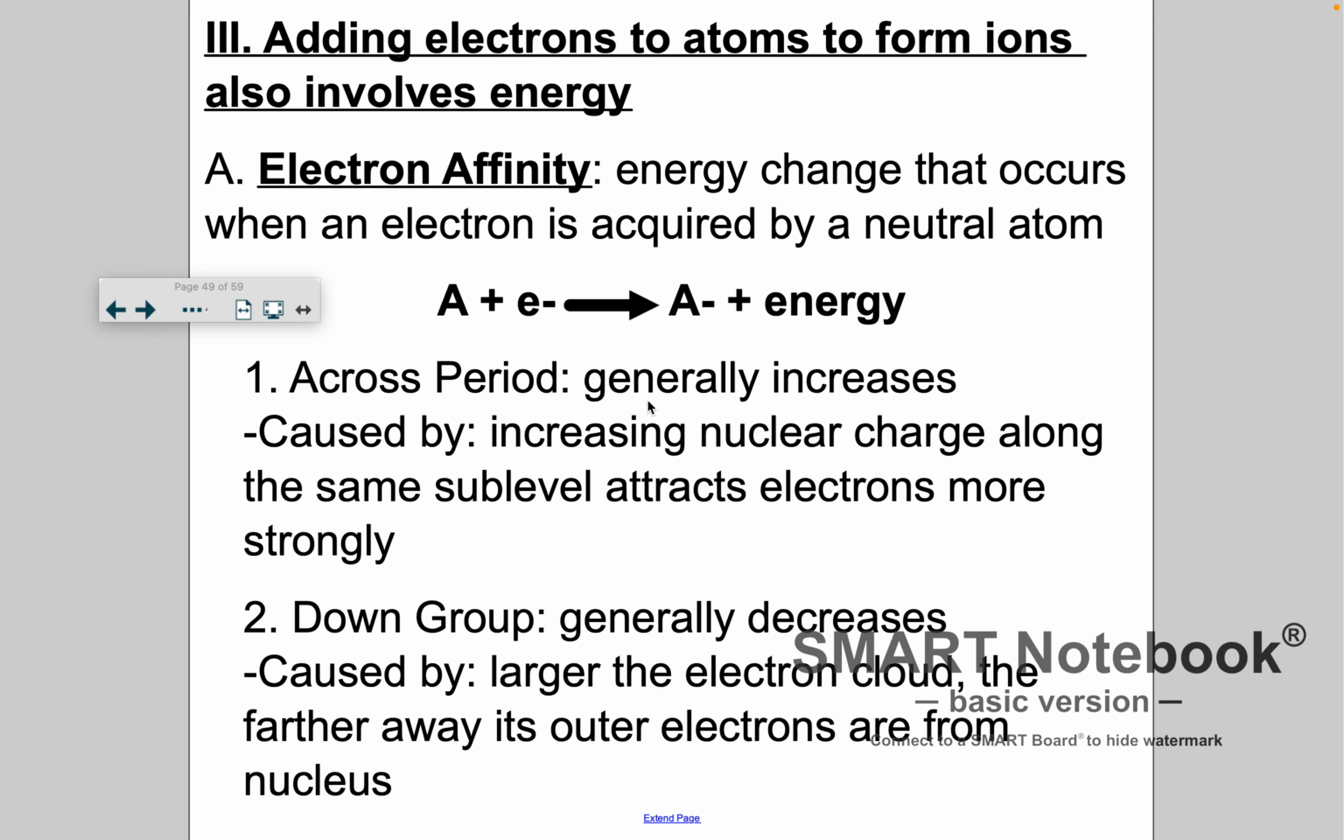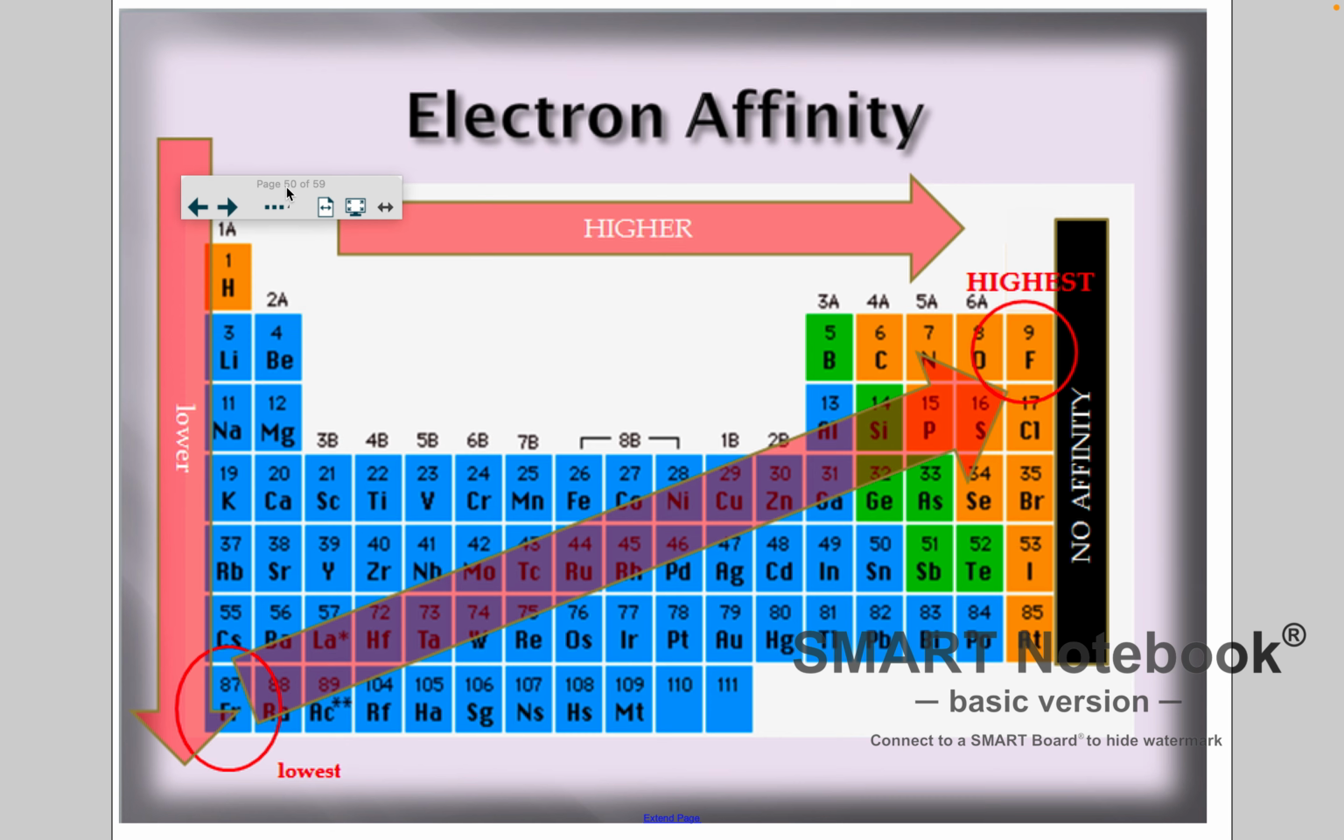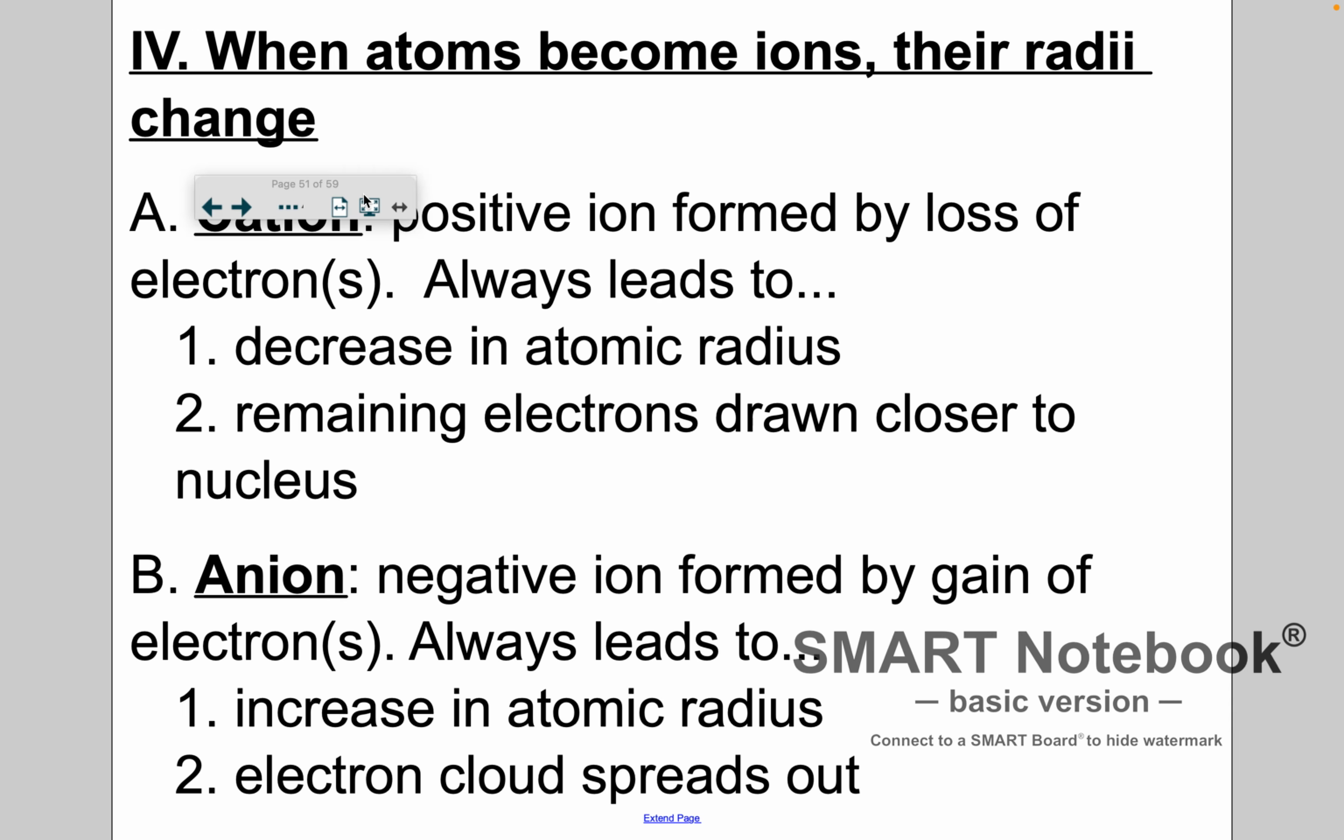So across a period, it increases. And again, we're adding nuclear charge. We're adding protons to the nucleus along the same level, so it attracts electrons more strongly. And then down a group, it generally decreases for the same reasons. The larger the electron cloud, the further away its outer electrons are from the nucleus. So they are not held as tightly. So here is electron affinity, basically the same trend as ionization energy.